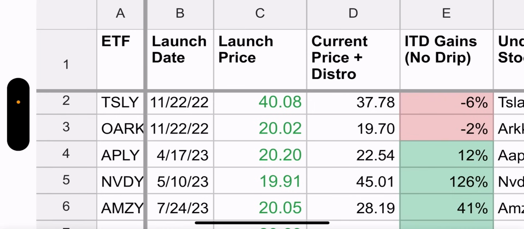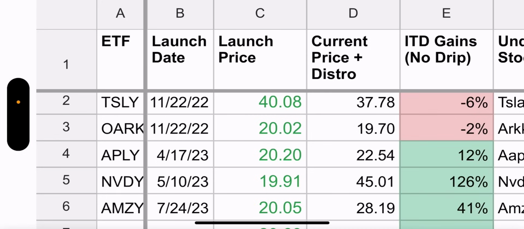OARC is not much better. OARC did not do a reverse split, so there were no adjustments for them. But historically, they are down 2%. Again, this is assuming you just invested in the fund on launch date and you never reinvested the funds. This is just basic data, right? The current price plus whatever you did with the distributions. But again, you got that money. So this is just considering all things.